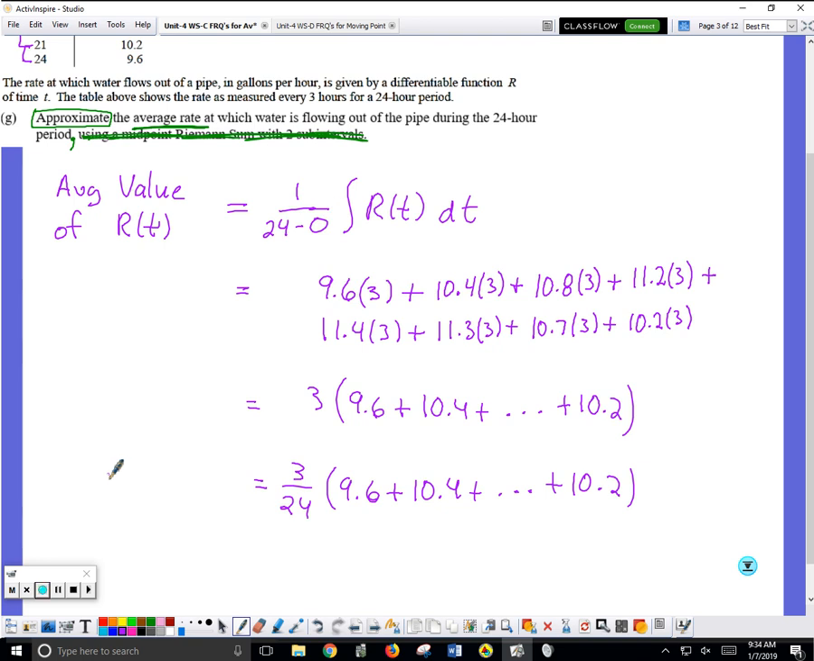Okay, I didn't have the 1 over 24 initially. I've added it now to make a true statement. It wasn't true before. The average of R is not equal to the integral of R. The average of R is equal to 1 over the time period you're averaging, so 24 minus 0, multiplied by the integral of R. So these two things multiplied together does give me the average of R.